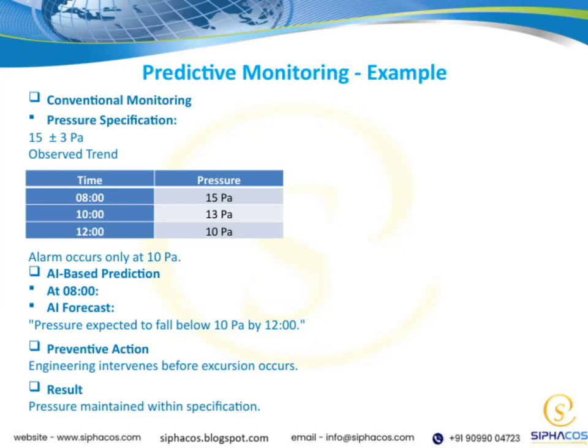Here, we see how AI-based prediction changes the game. The alarm only sounds if pressure drops below 10 pascals, but the AI forecast warns us hours earlier. At 8 a.m., it predicts pressure will fall below that threshold by noon. This gives engineers time to step in before the problem actually happens. The result? Pressure stays within the safe range, avoiding any excursion. This example shows how predictive monitoring can prevent issues before conventional alarms even go off.